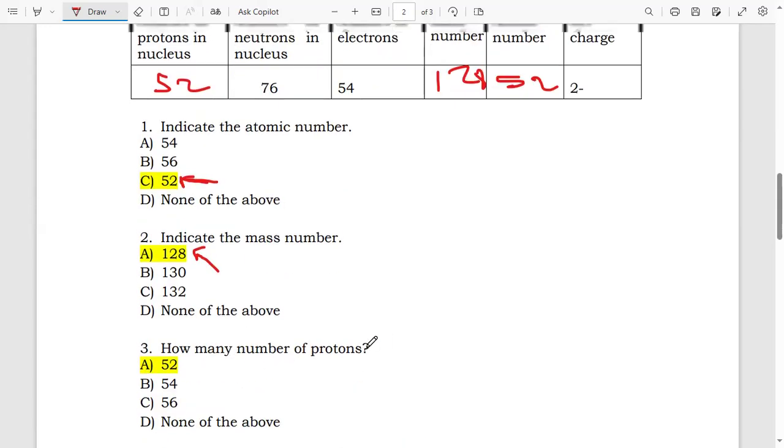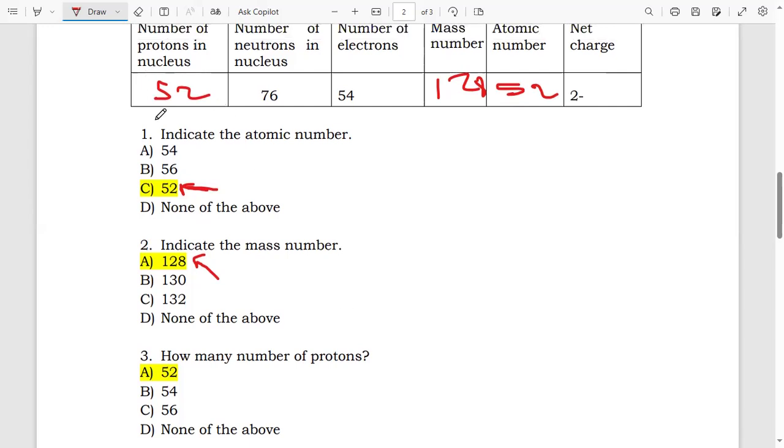And then they're asking for the number of protons. The number of protons is always the same as the atomic number, so it's 52, but now it's on option A. So this is a very short revision.